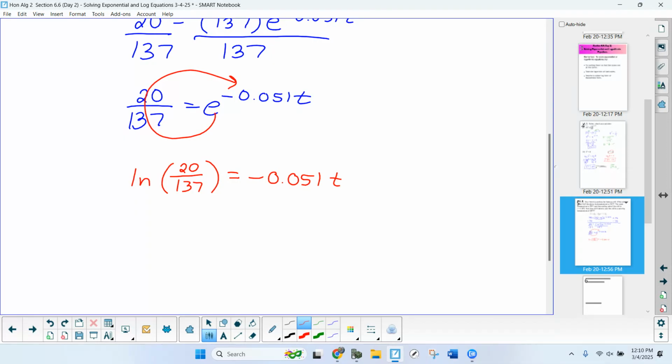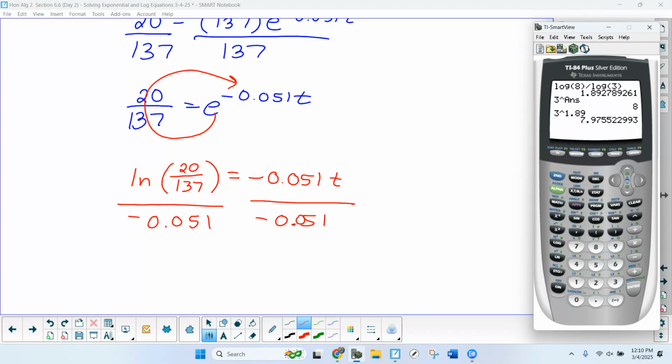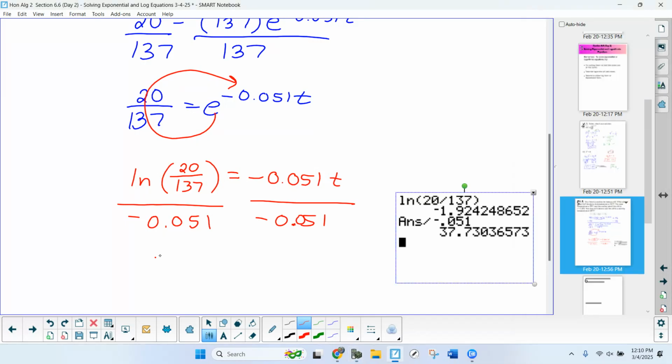And now the last thing you would do is what? Divide by what? Negative 0.051. So, calculator work. Natural log of 20 divided by 137. I hit enter just to make sure. Then divide by negative 0.051. And what did you guys get? Did you get 37.7? And that would be minutes.